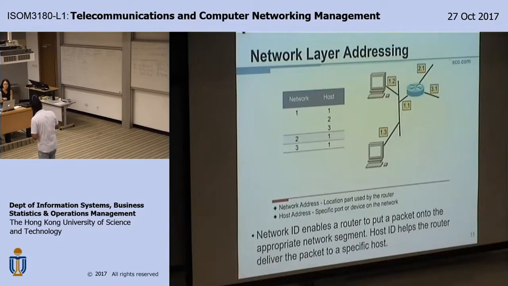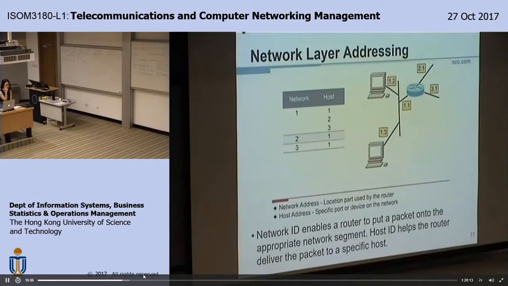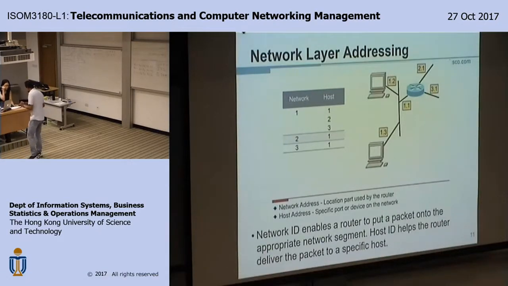Okay. Now, how many routers do we have here? 2 routers, router A and router B. Switches maintain a table called the switching table. What kind of things do you see in the switching table? MAC address and the port. Similarly, routers maintain a table called the routing table. What kind of things do you see in the routing table? IP address and the interface.